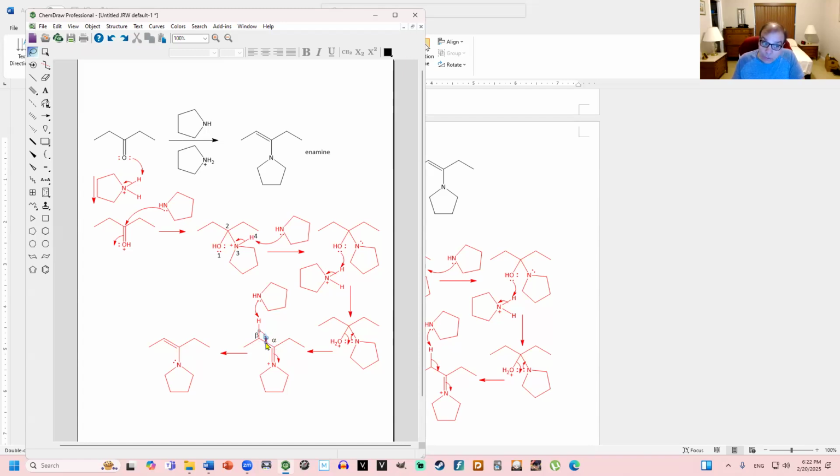And then we're not done. We need to break the carbon-nitrogen pi bond. If we didn't, then the carbon I've labeled alpha would have 5 bonds. So we need to break that carbon-nitrogen pi bond. We push the electrons onto the nitrogen atom. That gets rid of our plus charge, and we get our neutral enamine as the product.